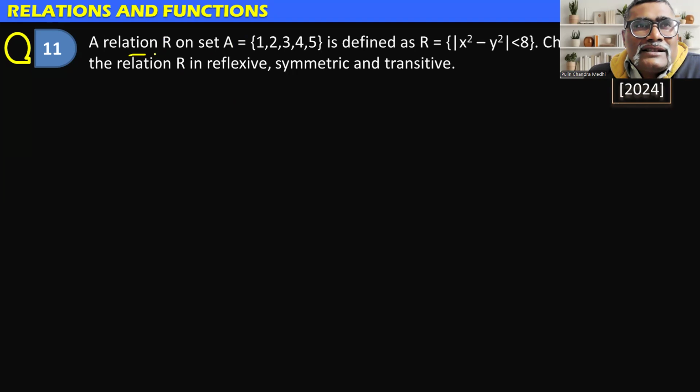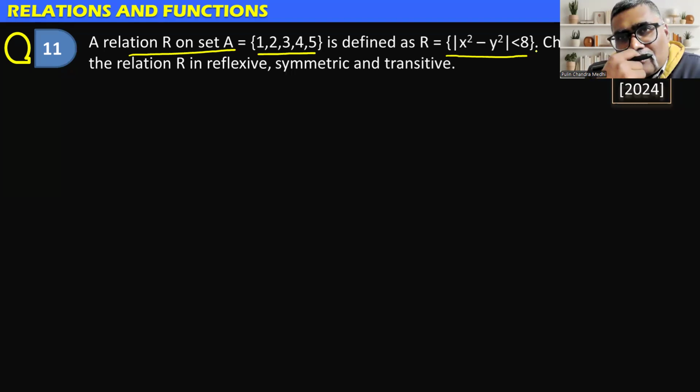Okay. Relation R on the set A, where A contains 1, 2, 3, 4, 5, and this is the condition. That means x and y, the ordered pair is not written here, will be related if the modulus of x square minus y square is less than 8. Check whether this relation is reflexive, symmetric, or transitive. Believe me, when they ask you to check, try to find counter examples instead of proving it. A counter example means one example which will show that it is not true.